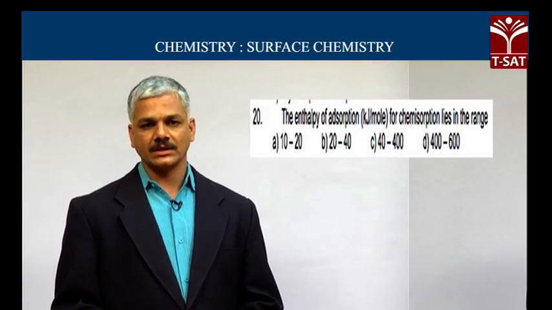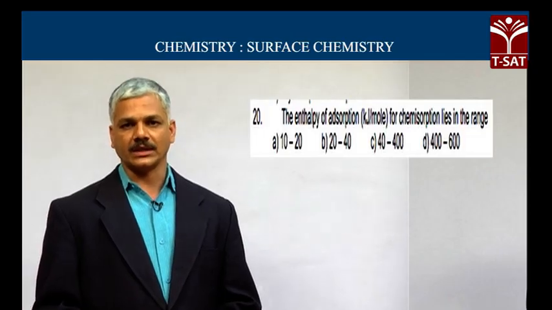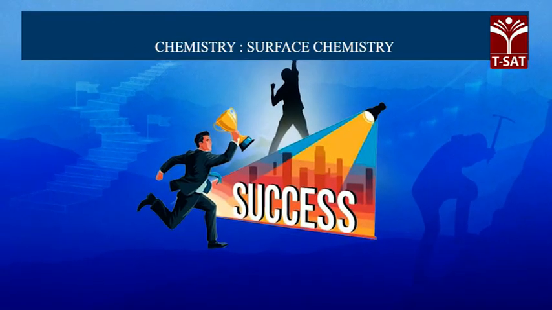20th question. The enthalpy of adsorption for chemisorption lies in the range. Given options are 10 to 20, 20 to 40, 40 to 400, 400 to 600. Correct option is C. 40 to 400.